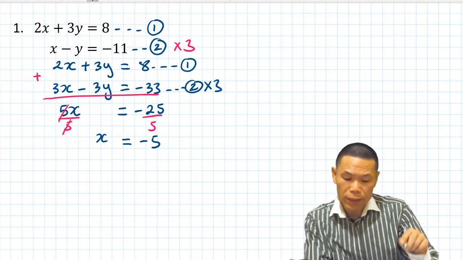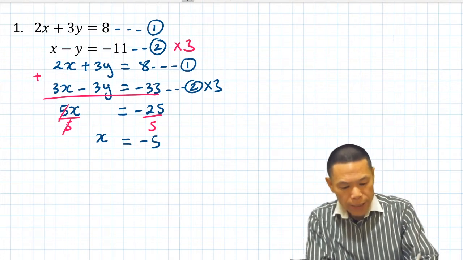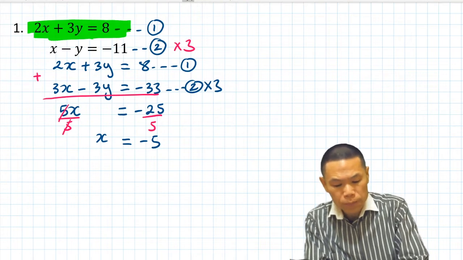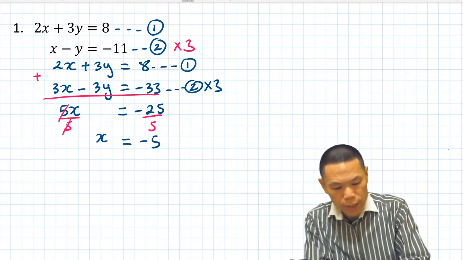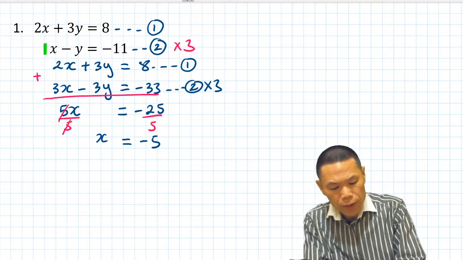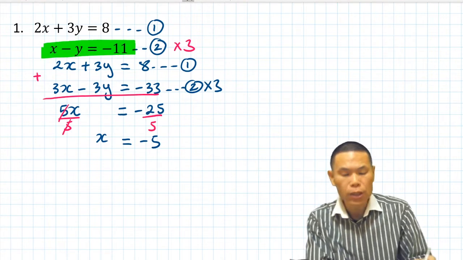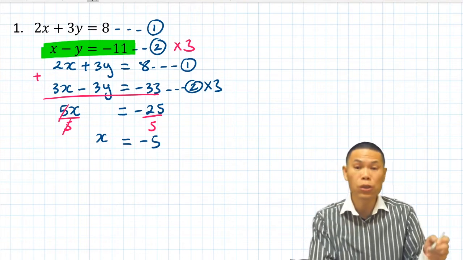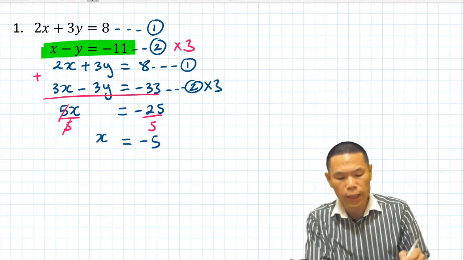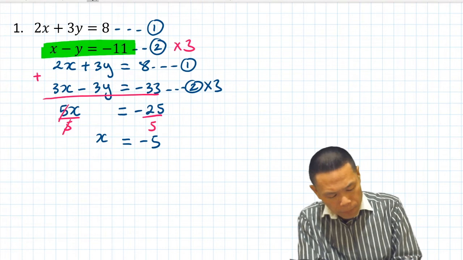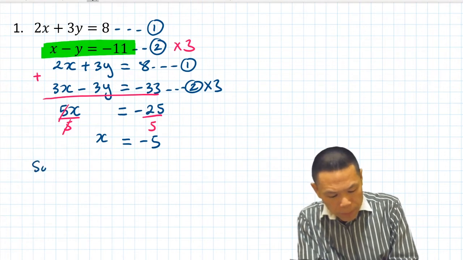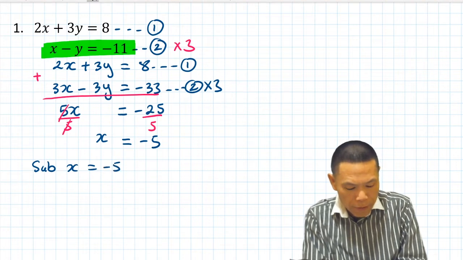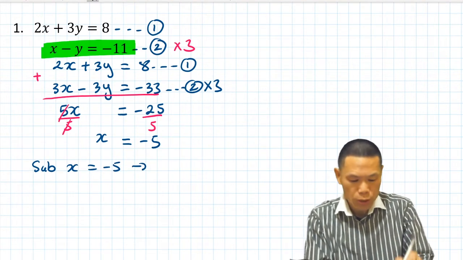So now to find the y value, we can either substitute x equal negative 5 into the first equation, or we can substitute x equal negative 5 into the second equation. So it doesn't matter which one, okay? But in this case, I just substitute x equal negative 5 into the second equation. So I write: substitute x is equal to negative 5 into equation number 2.